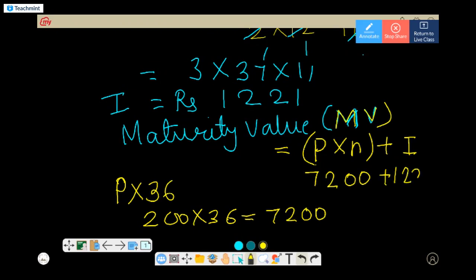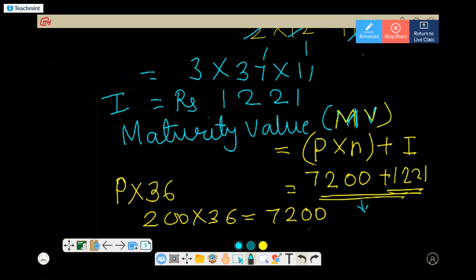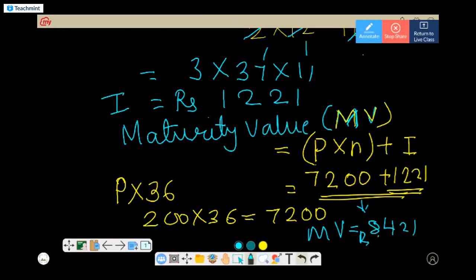And at the end, how much will she get extra? 1,221, because that's the interest amount. Now you will add these both and then tell me the answer. That's your MV value. Ma'am, it's 8,421. 8,421, correct.